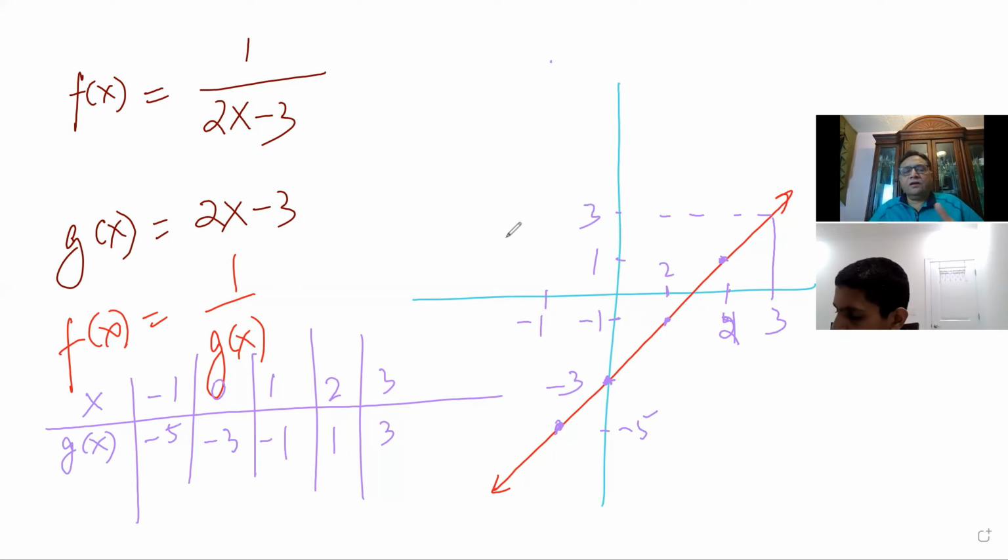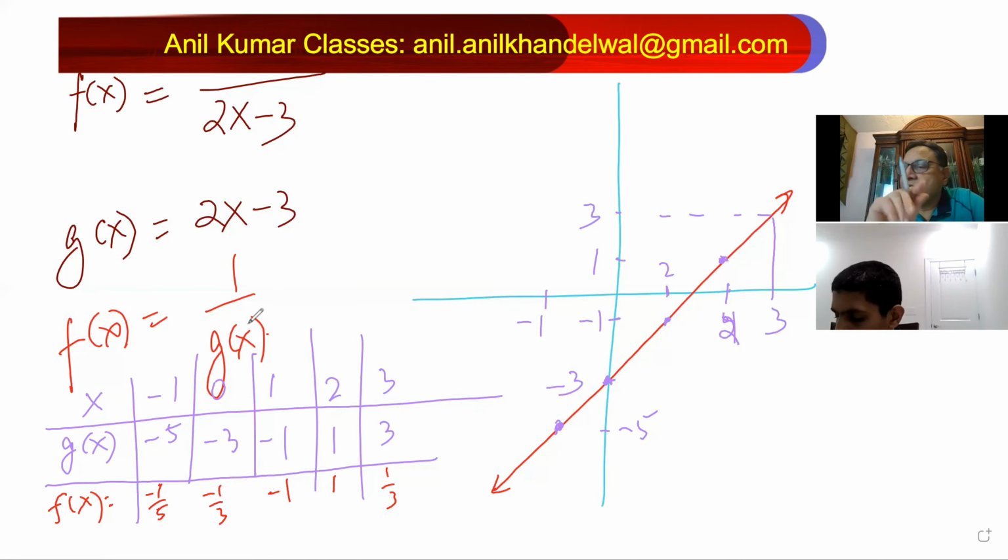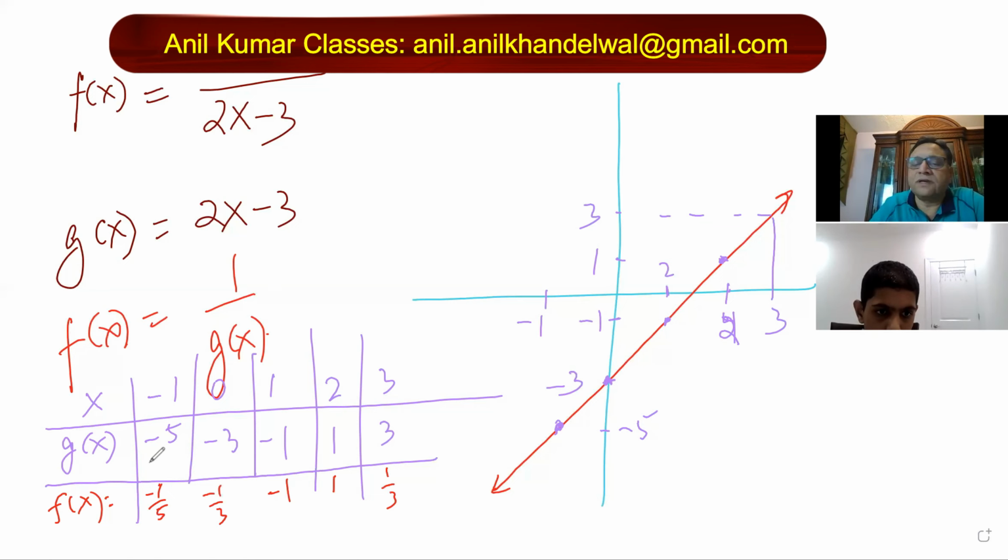Now we're talking about inverse, reverse. Reverse really means 1 over, right? So f of x is 1 over g of x. So this will be minus 1 over 5, this will be minus 1 over 3, this will remain as minus 1, this will remain as 1, and that will be 1 over 3, correct? Why wouldn't it be minus 1 over minus 5? No, it is the reverse of the g of x value. 1 over g of x. So g of x is minus 5, so 1 over minus 5.